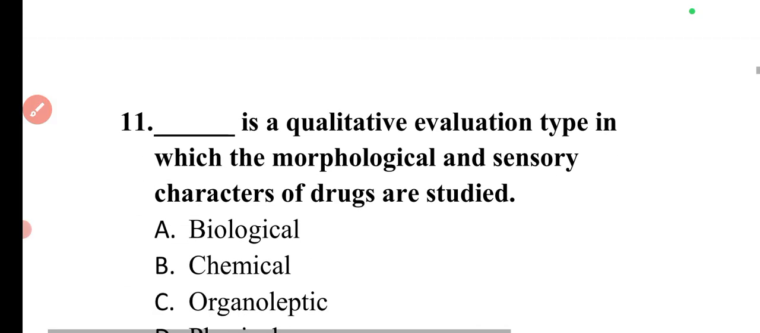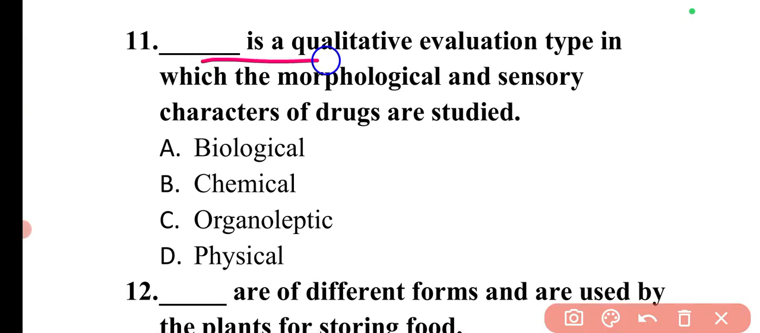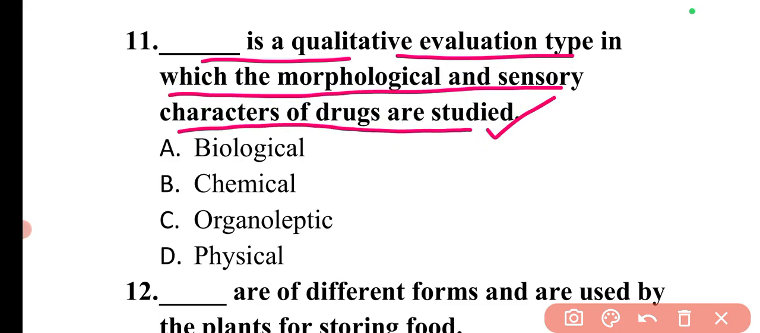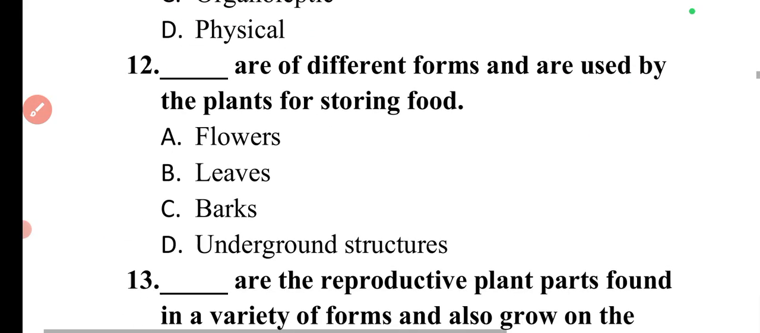Then moving to next question. The question is, dash is a qualitative evaluation type in which morphological and sensory characters of drugs are studied. So morphological and sensory characteristics are studied in organoleptic evaluation, like color, odor, taste, shape, size. So all these things are organoleptic.